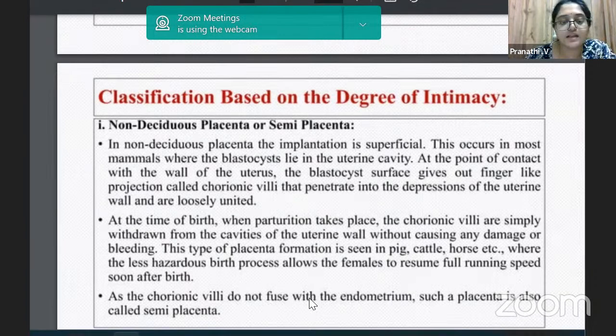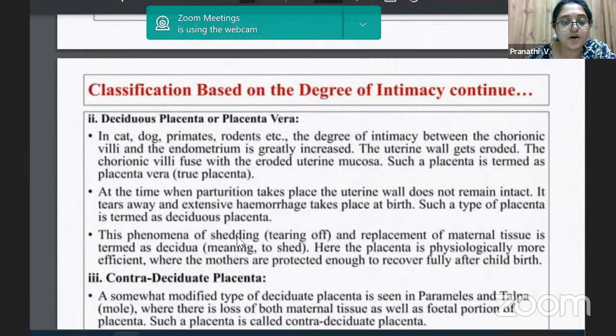And then deciduous placenta, or placenta vera, as it is known. You have pictures in your textbook, so you can just have a look at it, page number 185. It's there in cat, dog, primates and rodents. At the time of parturition, along with the fetal tissue component, the maternal tissue gets torn and shredded. Then an open wound in the wall of the uterus forms, because of which bleeding takes place.